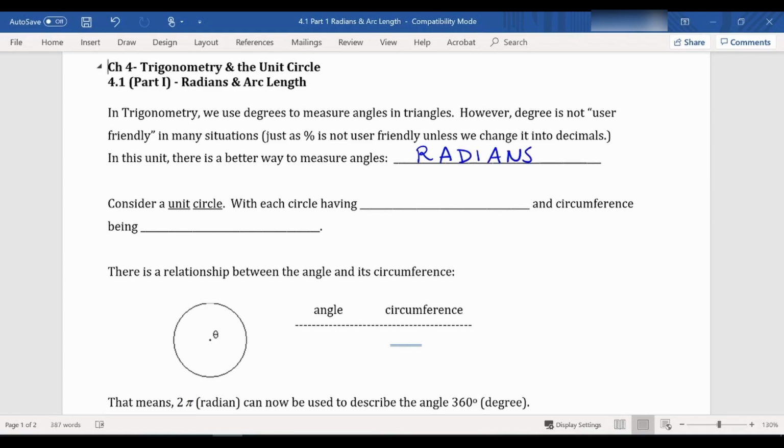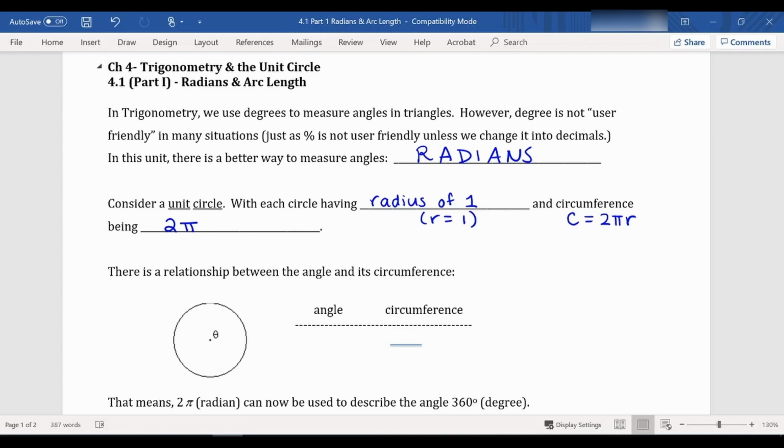So we think about something called a unit circle. A unit circle is simply a circle with a radius of 1, or r equals 1, and a circumference of 2 pi. Now, the reason the circumference here would be 2 pi is because we know circumference of a circle is 2 pi r. And in this case, with a unit circle, our radius is 1. So 2 pi times 1 would simply give us 2 pi.